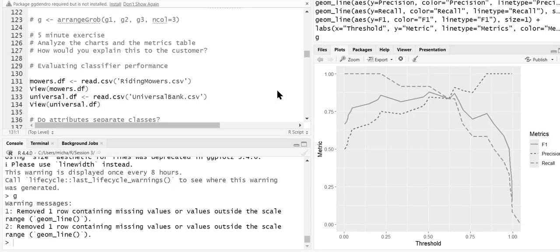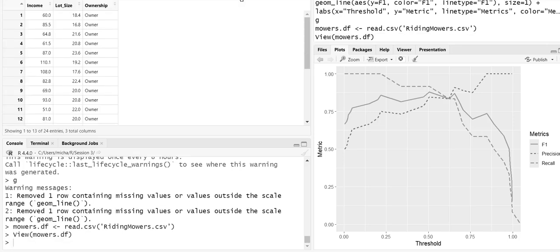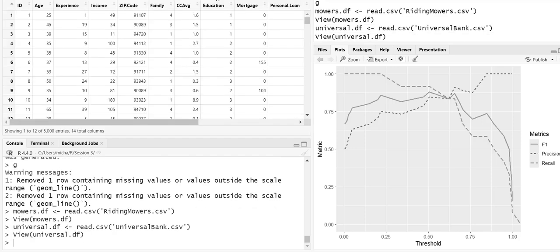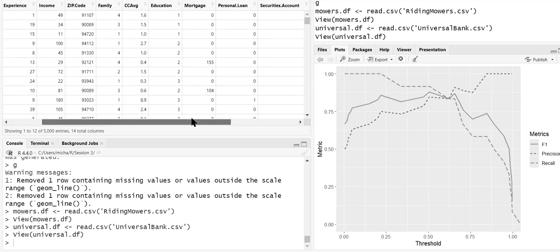So now we're going to look at classifier metrics, such as accuracy, which everyone knows about, but also recall, precision, F1, and importantly, ROC curves. Okay, so we're going to use the mowers database and then also the Universal Bank database here. For the Universal Bank database, you remember that the goal was to figure out whether or not we're going to get a personal loan.